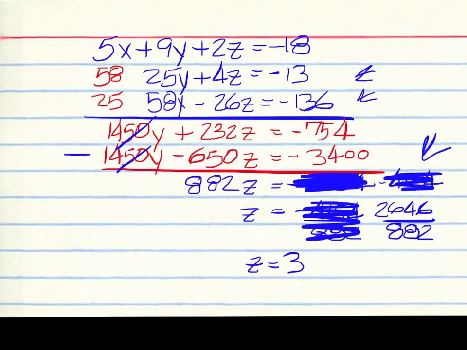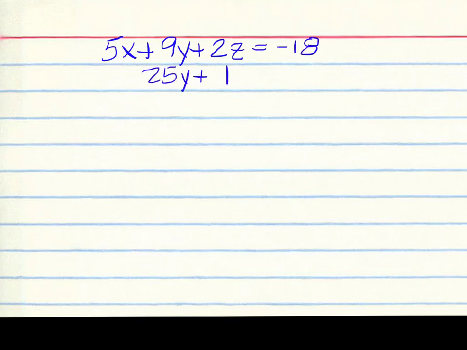All right, so we have z is 3. We have to go back and set up the wedge. And you need your original equation from the top, 5x plus 9y plus 2z equals negative 18. And then 25y plus 4z equals negative 13. And we'll have z equals 3. I don't know why I started to write a 5, but z equals 3. And that's your wedge formation.